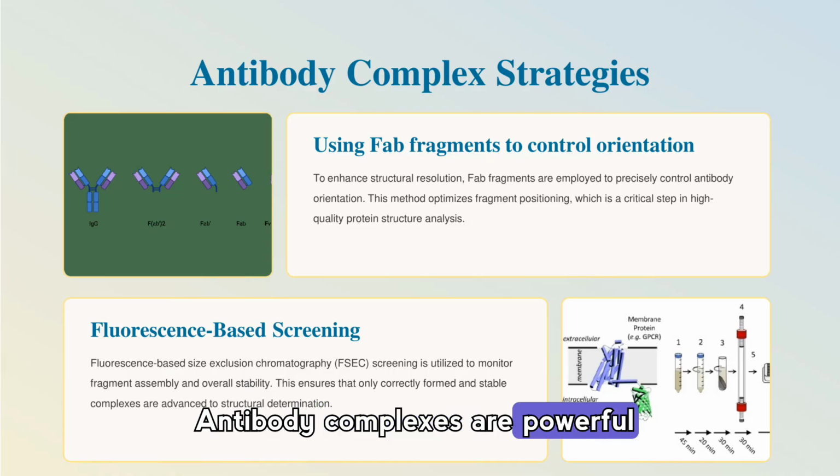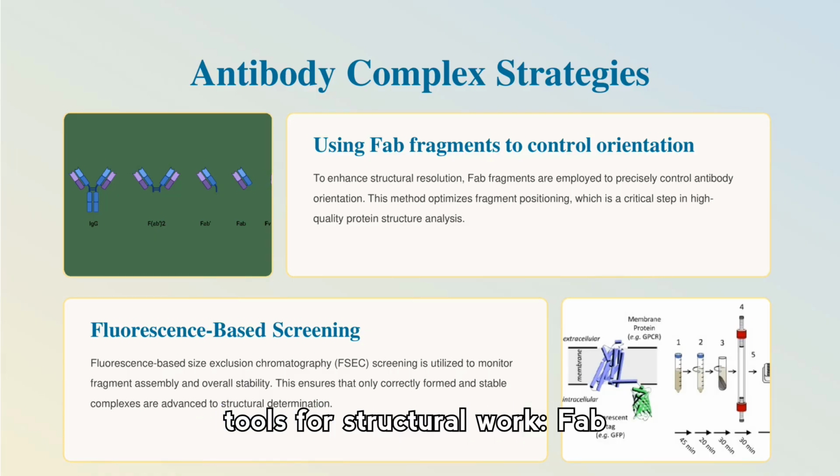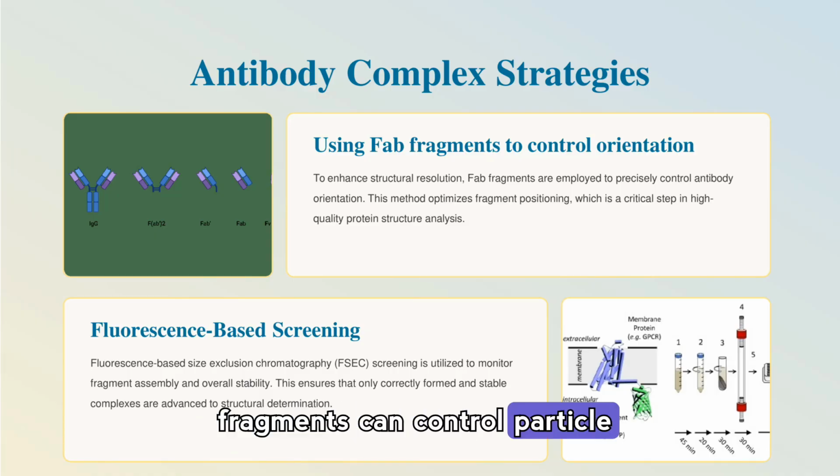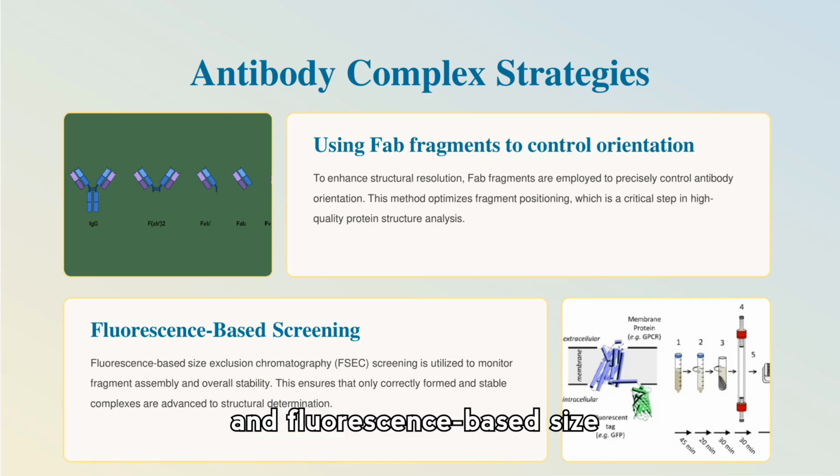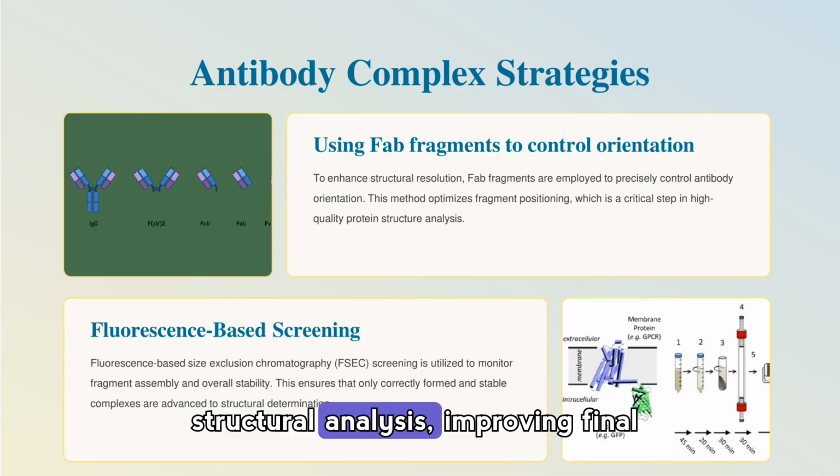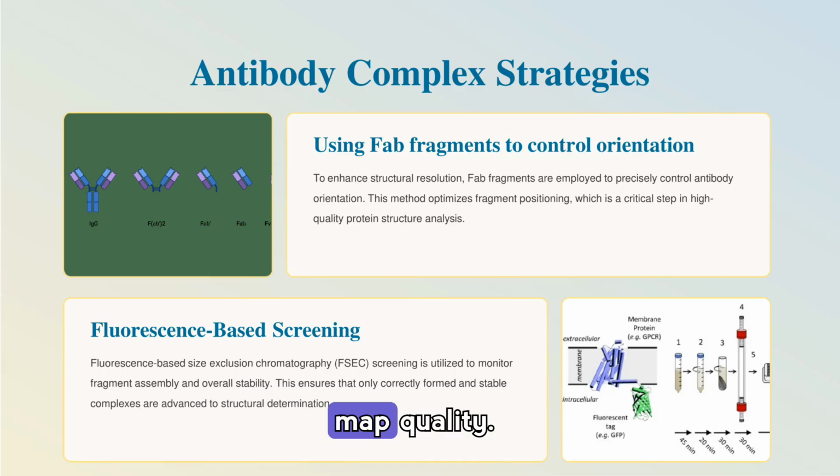Antibody complexes are powerful tools for structural work. Fab fragments can control particle orientation to enhance resolution, and fluorescence-based size exclusion screening helps ensure only correctly assembled, stable complexes are advanced to structural analysis, improving final map quality.